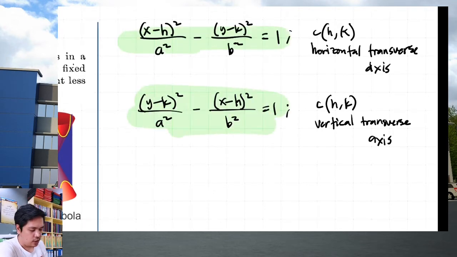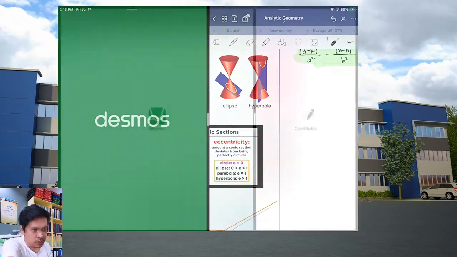Very easy. And if you notice, whatever the orientation is, that's where the value of a is. So if it's horizontal, or x is the transverse axis, that's where a is. So here, a always comes first. Okay? Let's use Desmos to illustrate.